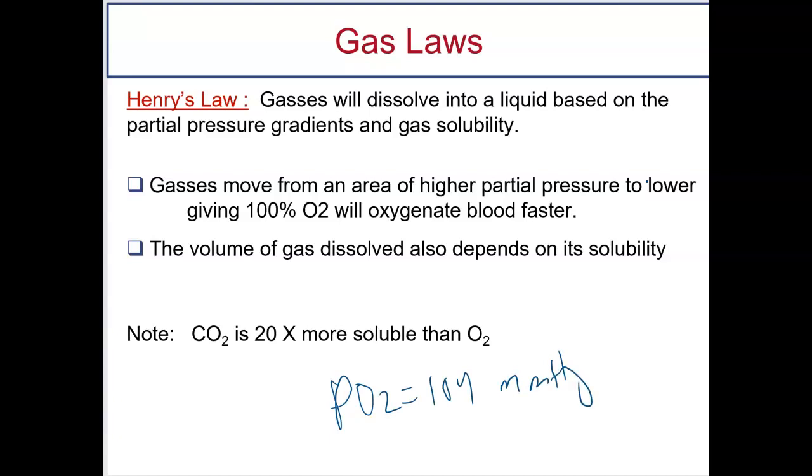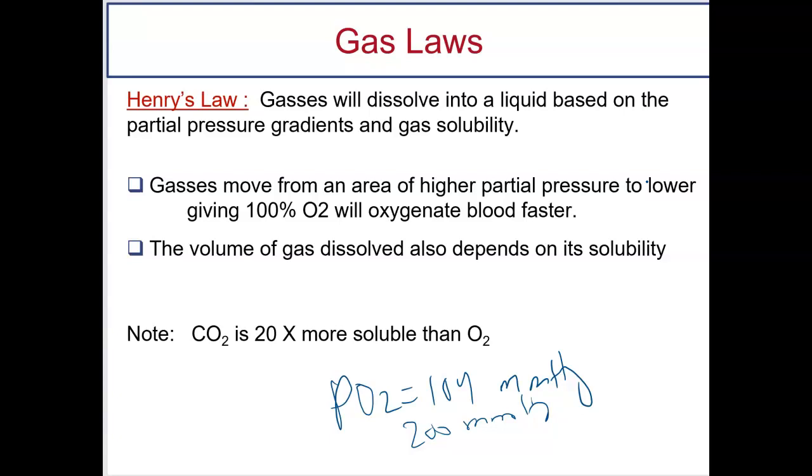even higher? So it's just oxygen. So maybe I give them a PO2, I'm making this up now, of like 200, right? Because we're going to increase the PO2. That will move faster. That's why we use pure oxygen and why it's a tool.